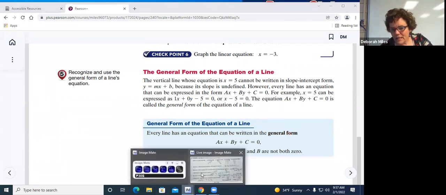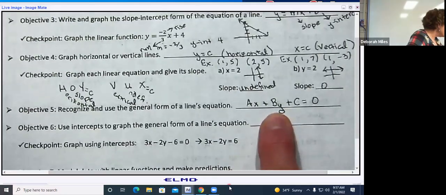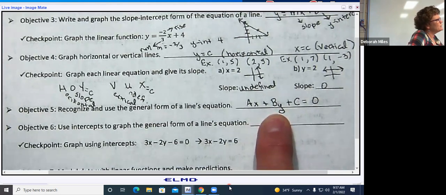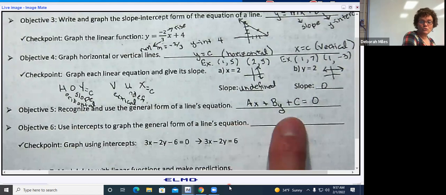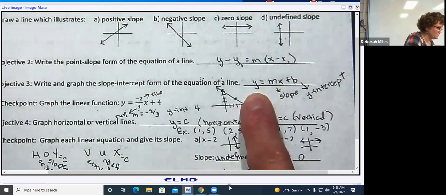If you give me something in general form, and you want me to tell you the slope and the Y intercept, how would I find that from general form? Rearrange it with what goal in mind? What am I trying to get? The Y by itself. If I give you an equation in general form and I ask you for the slope and the Y intercept, you're just going to solve it for Y. And once it's in that form, you can see the slope and the Y intercept.